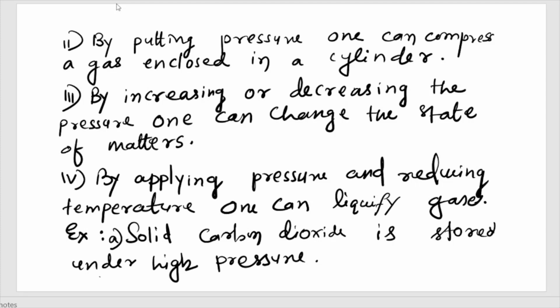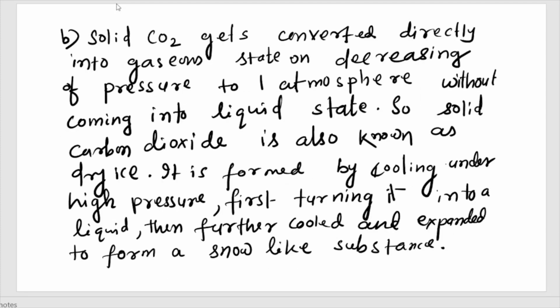Solid carbon dioxide is stored under high pressure, and it gets converted directly into gas on decreasing the pressure to 1 atmosphere. If you decrease the pressure, what happens? It changes to gas without coming to the liquid state. So solid carbon dioxide is known as dry ice, because it looks like ice.